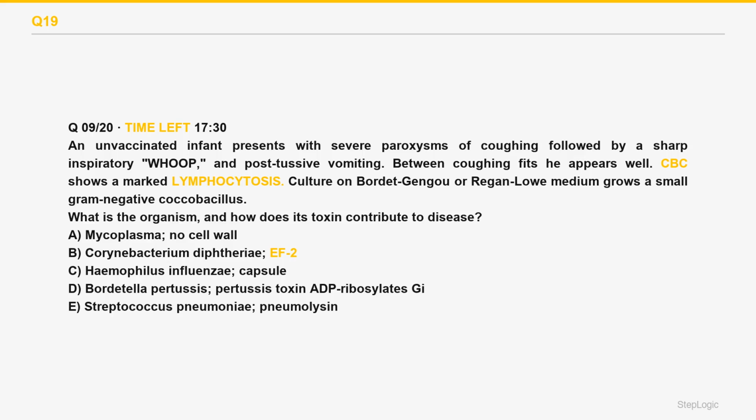What is the organism, and how does its toxin contribute to disease? An unvaccinated infant presents with severe paroxysms of coughing followed by a sharp inspiratory whoop and post-tussive vomiting. Between coughing fits, he appears well. CBC shows a marked lymphocytosis. Culture on Bordet-Gengou or Regan-Lowe.